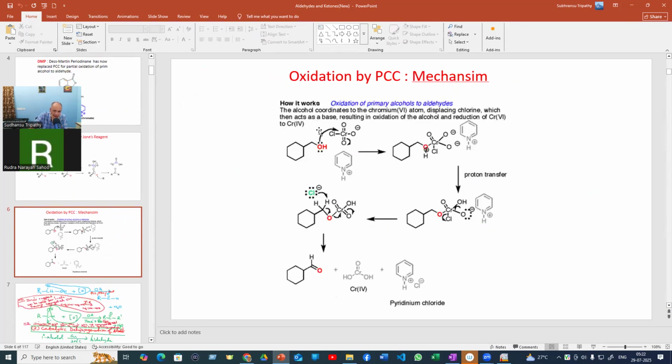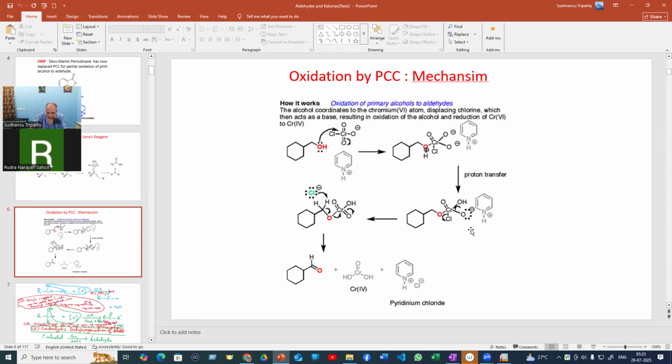I'll just give you, and here you can find what happens when PCC is taken, why it is arrested at the stage of aldehyde. We have used a cyclic compound. Doesn't matter, same principle. O attacks the chlorochromate chlorine, and then this pi bond is polarized. You find here O is plus. Pyridinium always remains as an ion pair together. Then there is a proton transfer.